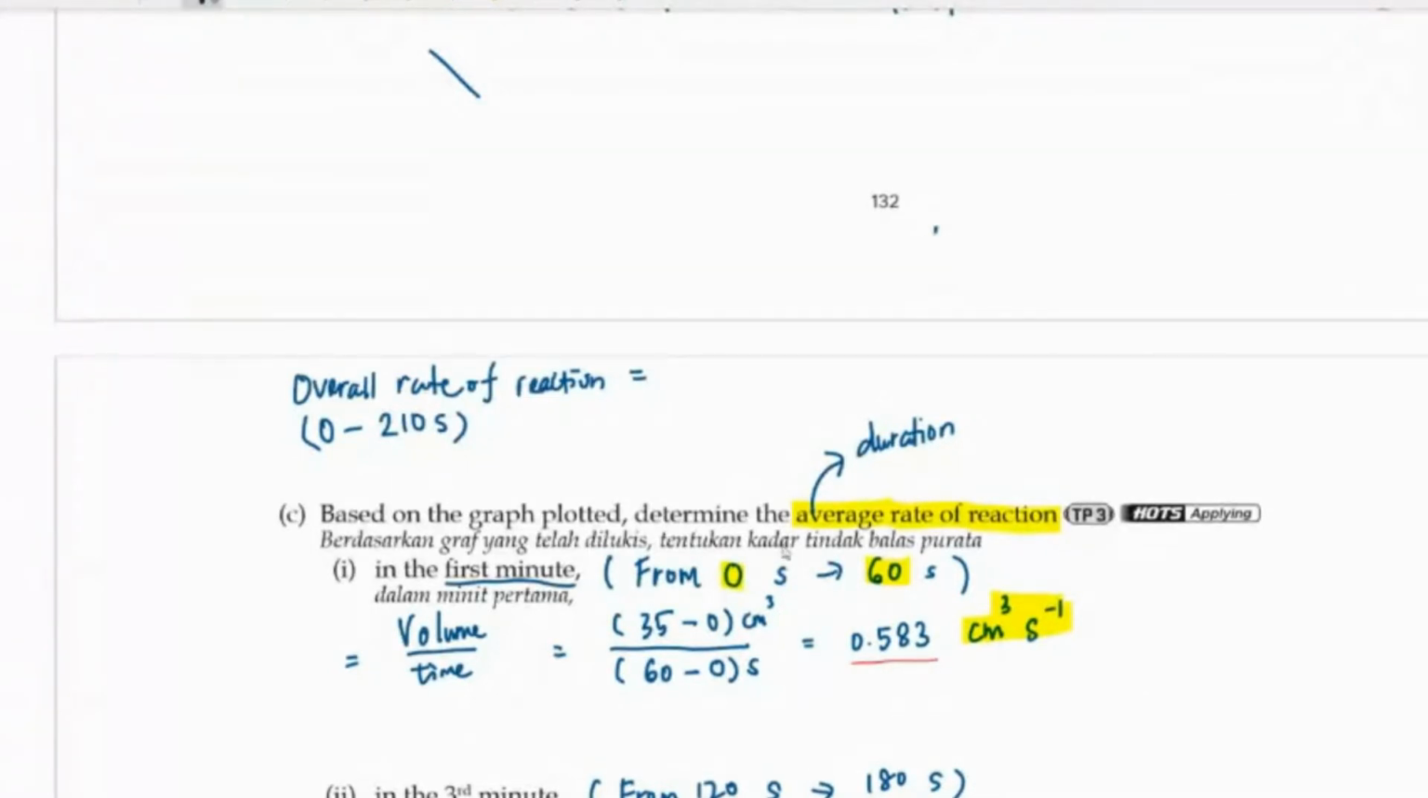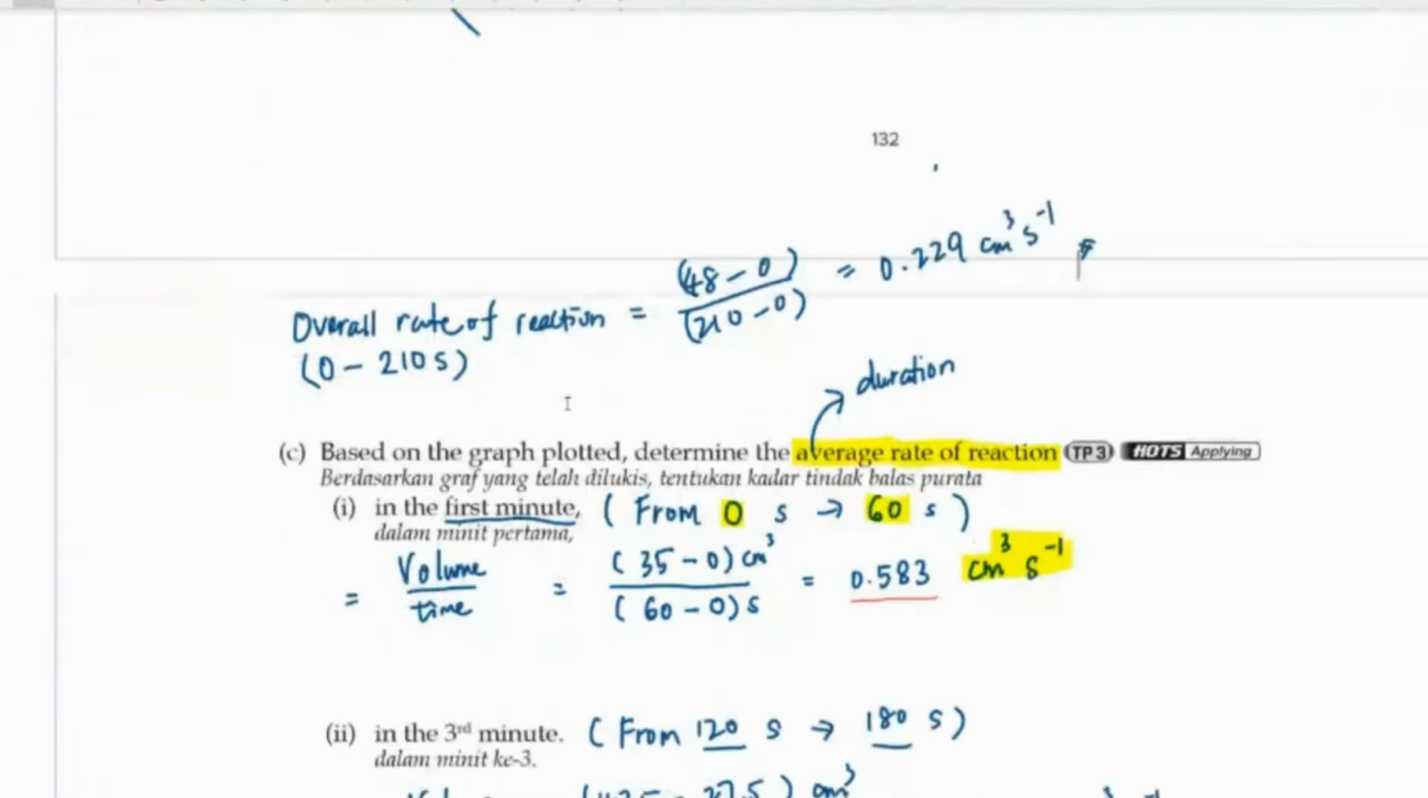So you just check. Volume is 48 minus 0. Time is 210 minus 0, from 0 to there. So 48 divided by 210, 0.229 cubic centimeter per second. Okay, very good.